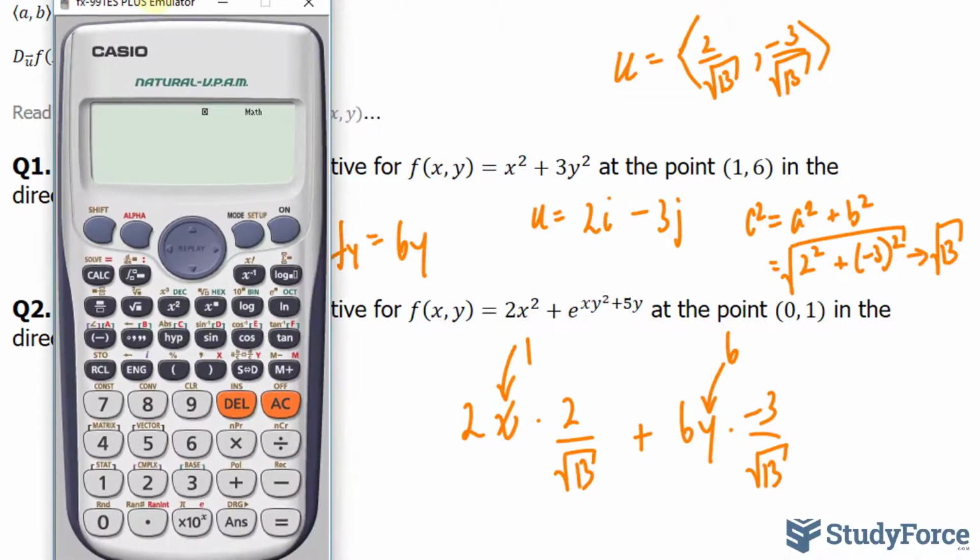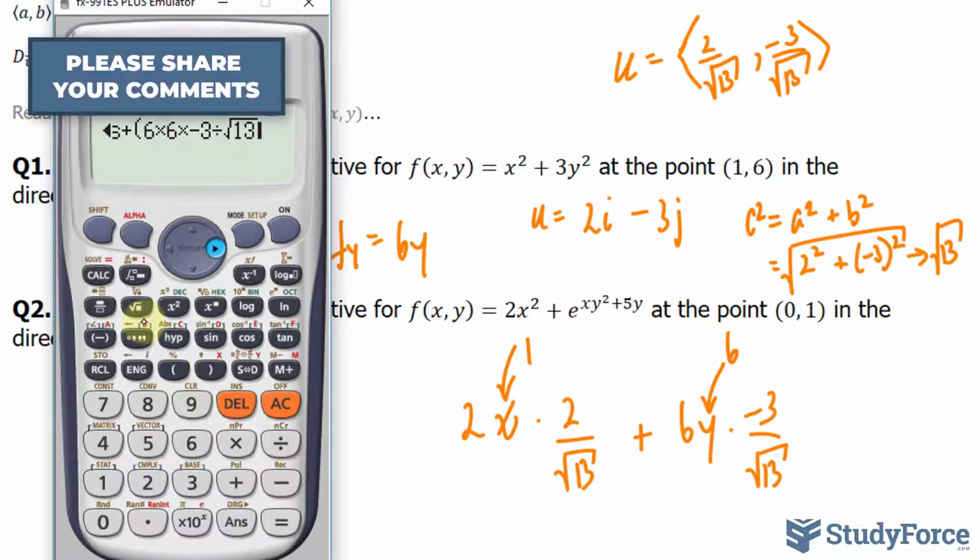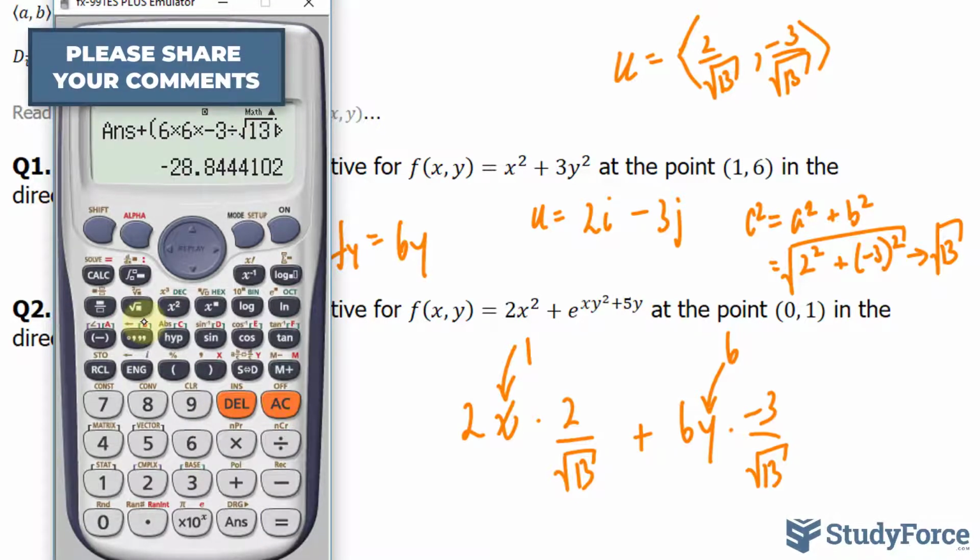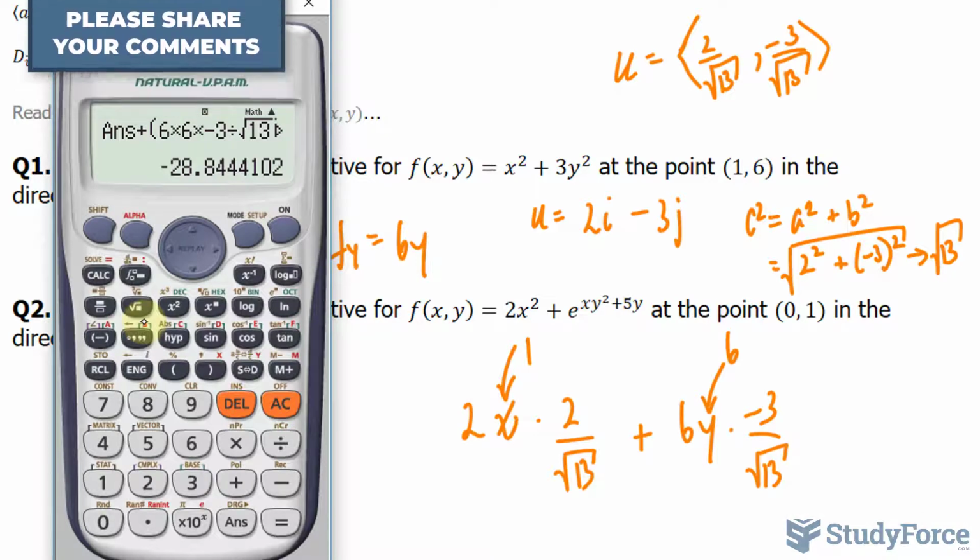So we have 2 times 1 times 2 divided by the square root of 13 plus 6 times negative 3 divided by the square root of 13. And we end up with negative 28.8.